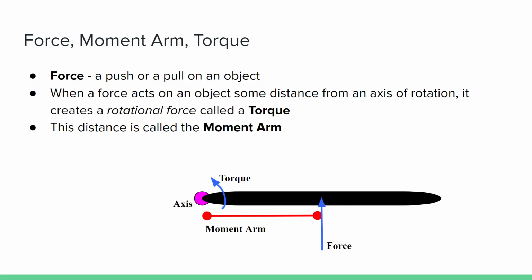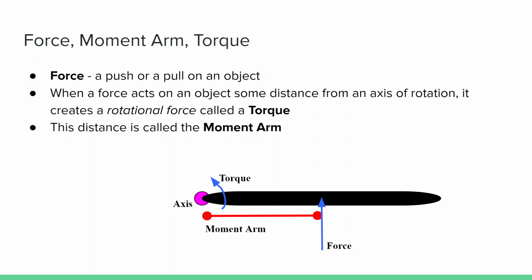Welcome back. So we're going to talk about force, moment arms, and torque. And torque is really what strength is when we're talking about the human body. I joke that torque is life and moment arm just runs everything about torque. All right, so let's talk about force. Force is a push or pull on an object.